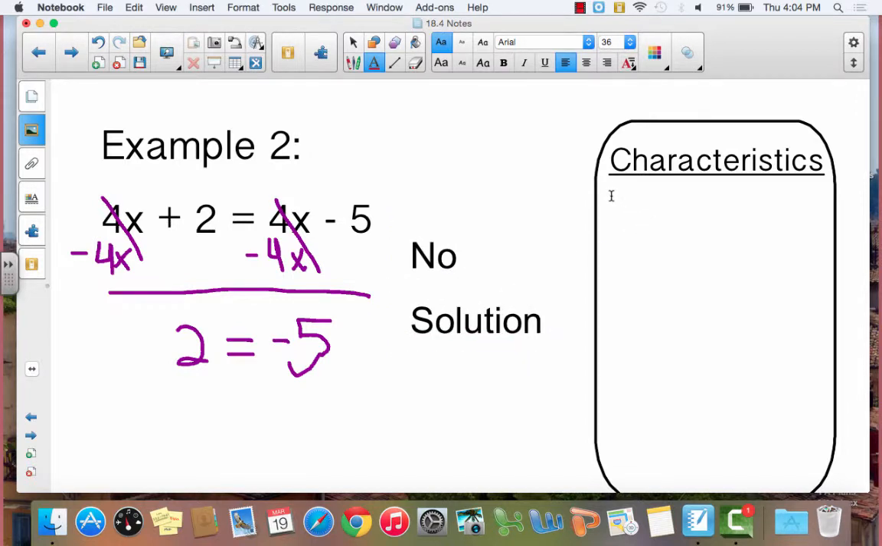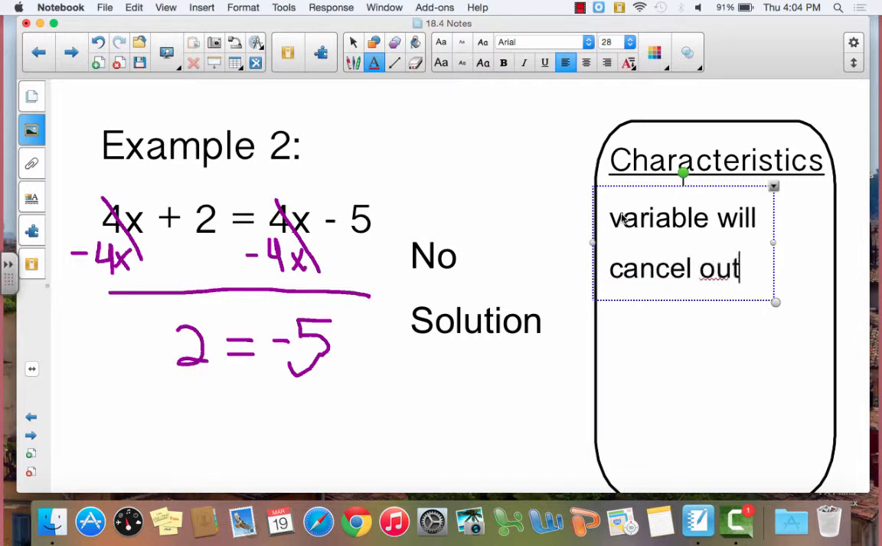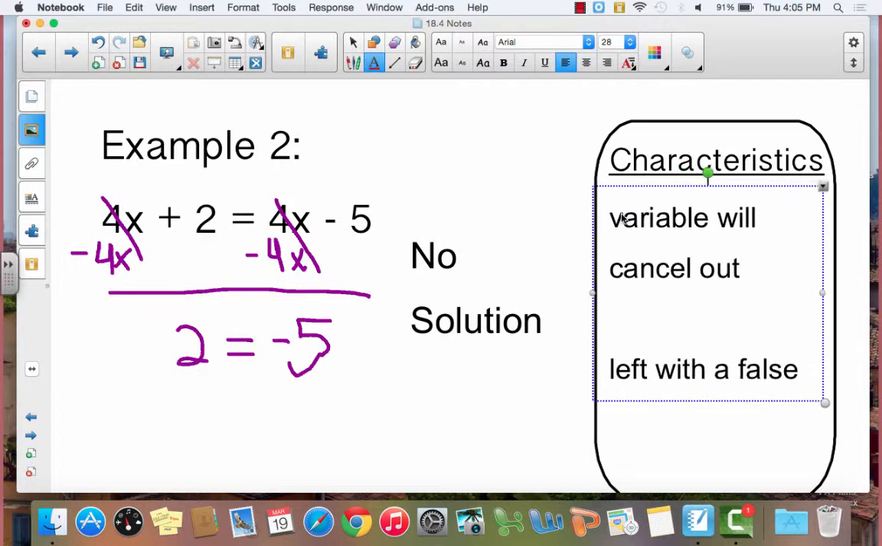So some characteristics that tell me there's no solution: we have identical variables and coefficients on both sides, so they cancel out. So the variable will cancel out. And the other characteristic is that you will be left with a false equation, because obviously 2 does not equal -5.